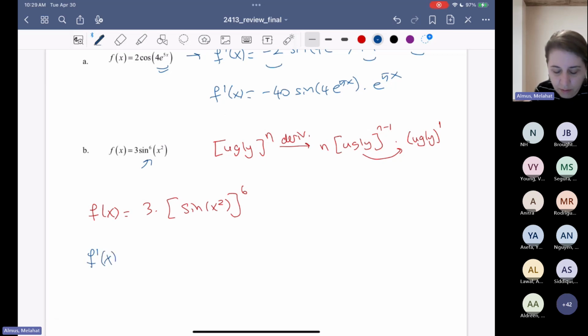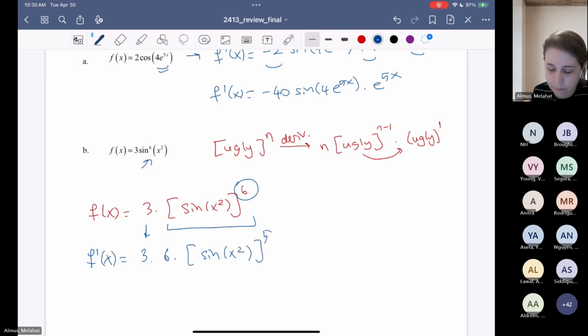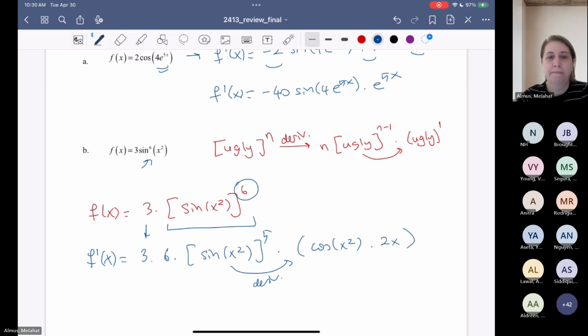I think there are a few problems like that, okay? We work on this part with power rule ideas. The 6 to the left, 6 is becoming 5 because we're subtracting 1. Now we need to multiply this by the derivative of sine of x squared, which is cosine of x squared times 2x.